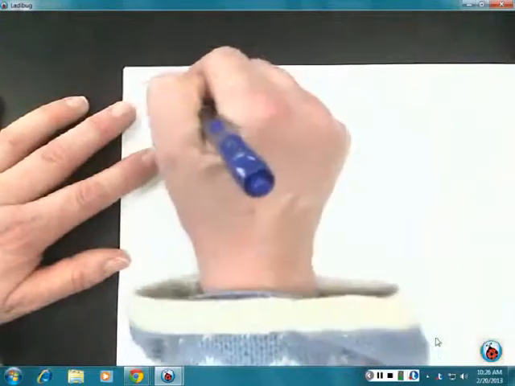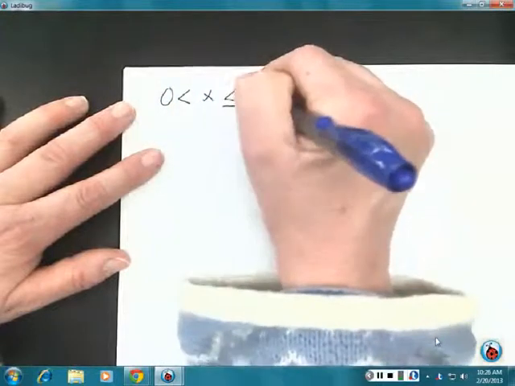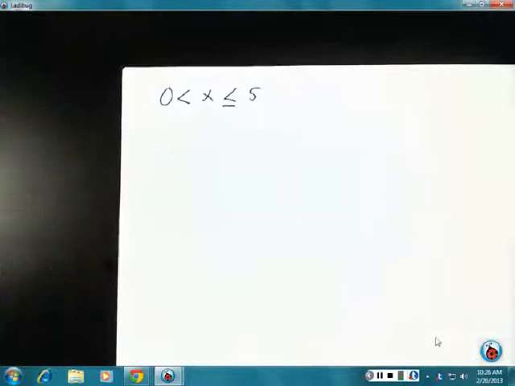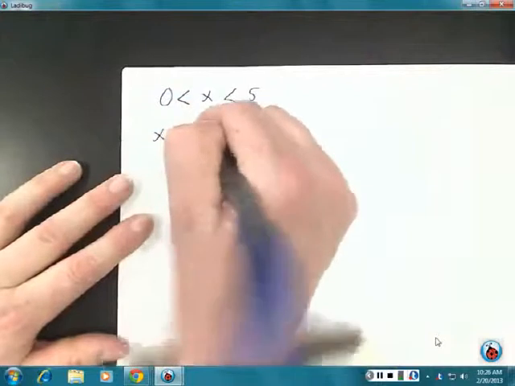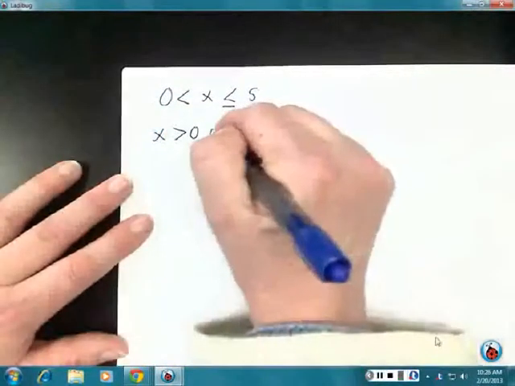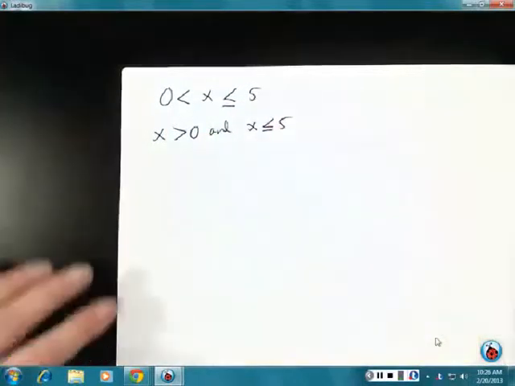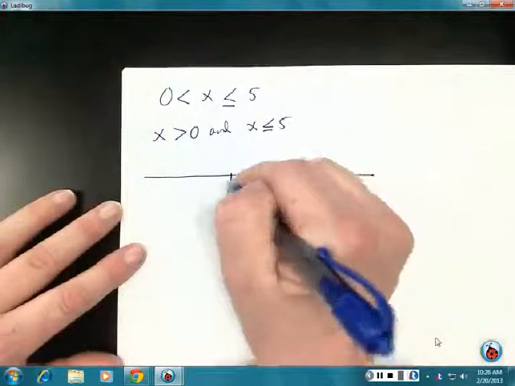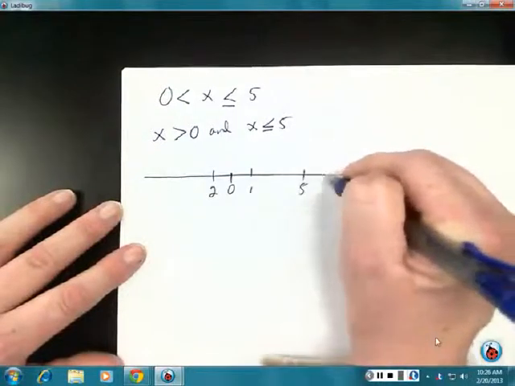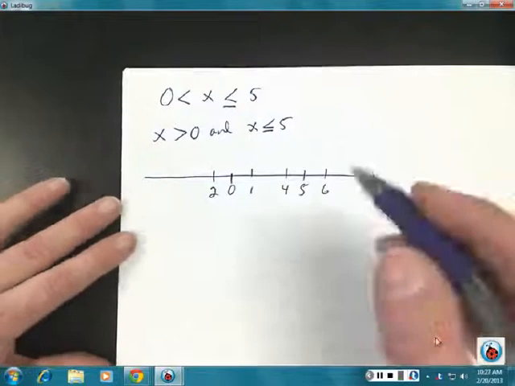0 is less than x, but x is greater than or equal to 5. What's going to happen with that one? So rewrite it. x is greater than 0 and x is less than or equal to 5. So what does it look like on a number line? So 0. So we'll have 0 to the... what way do I go? So it'll be a parenthesis.